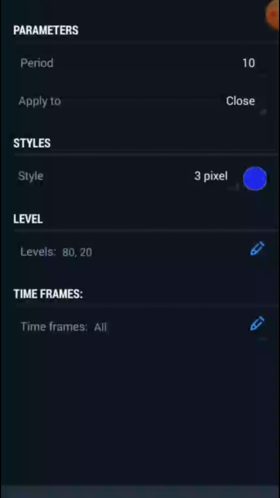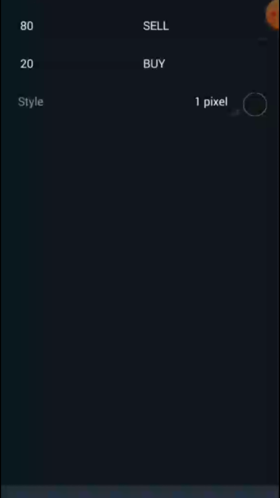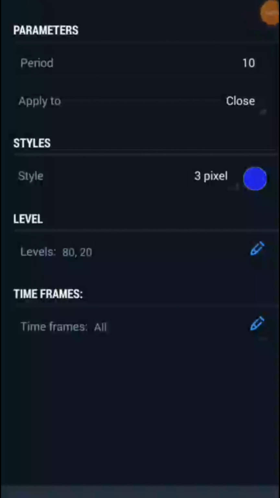Then the last indicator is our RSI, relative strength index. It has a period of 10, apply to close, and the style is blue. And this is the most important part. We have our levels. With the levels, we have a level 8 where we're going to be selling and a level 20 where we're going to be buying. So basically, these are the settings that we have.